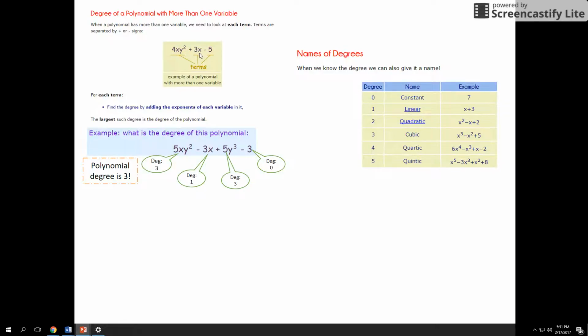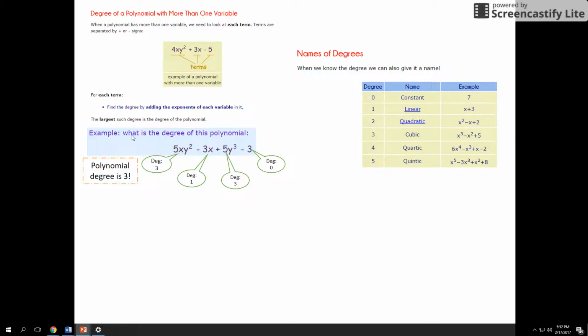The second term only has one variable. That exponent is a 1, so this term has a degree of 1. And the last term has no variable, so it has a degree of 0. Find the degree by adding the exponents of each variable in it.